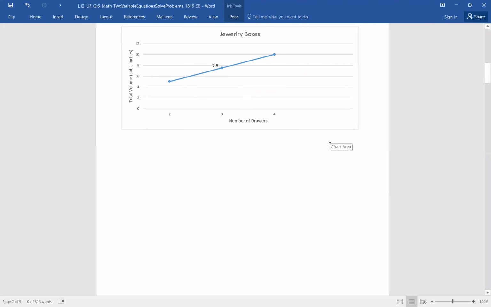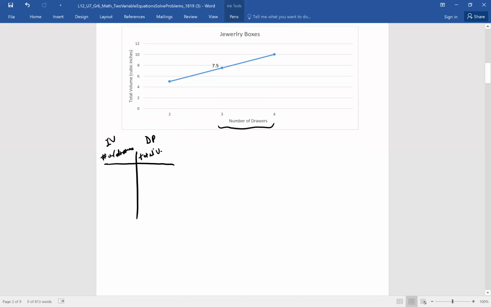First, we need to draw a table. You'll notice from a previous lesson that a table, a graph, and an equation can represent the same exact thing. Normally, our independent variable will be here, and our dependent variable will be here. We also know from a previous lesson that the x-axis has the independent variable. So number of drawers is the independent variable, and total volume, which came from the y-axis, is the dependent variable.